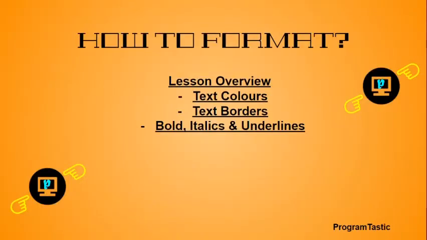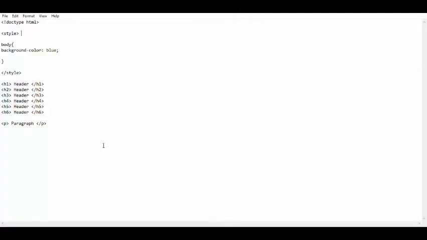So now we're going to learn how to format. So in this part we're going to learn how to change the color of text, how to add borders around text, and how to add bold, italics, and underlines on text. So now we're going to see how to change the color of text. So I'm just going to use it on this paragraph.